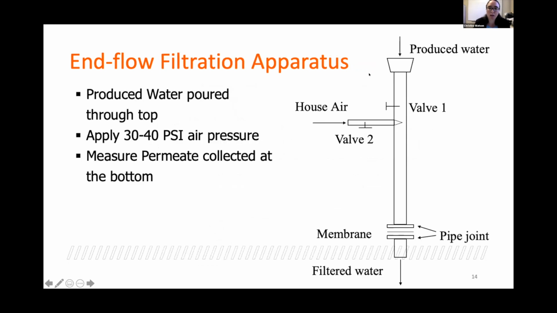In our lab, we have developed an inflow filtration apparatus. This is where we pour produced water through the top of our apparatus. We have a valve here, another valve with house air coming in, and then it flows down, and then we put the membrane between two pipe joints, and then filtered water flows out the bottom and is collected. For my experiments, I used 30 to 40 psi for the air pressure. I wanted to match the water pressure that I was getting in the crossflow filtration, and that was about 30 to 40 psi.